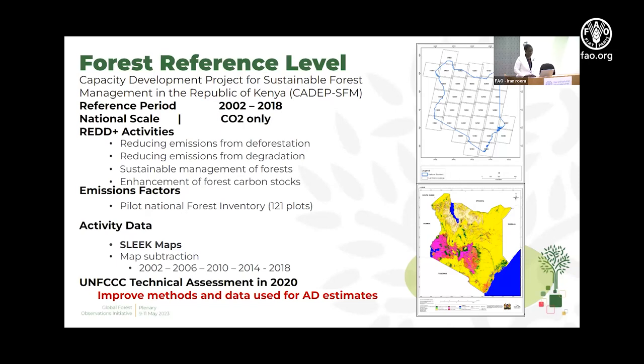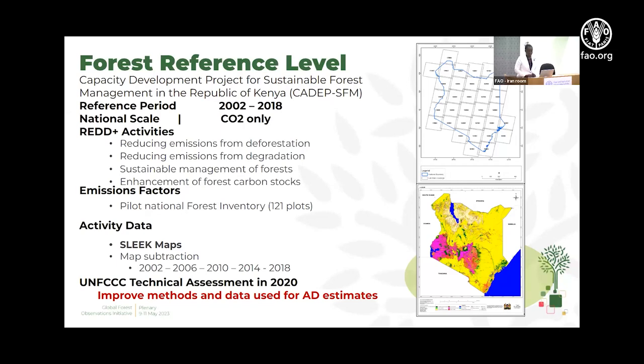And then for the activity data, we had a project in Kenya that was supported by the Australian government that was called Systems for Land-Based Emission Estimation in Kenya. And through this project, we were able to generate time series data sets wall to wall for the country from the year 1990 up to 2014, and then again through support from UNDP, we were able to add two more years up to 2018. Therefore, we had a wide range of time series data sets that we could get different data points for the FRL. And our activity data for the FRL, we used the map subtraction method.